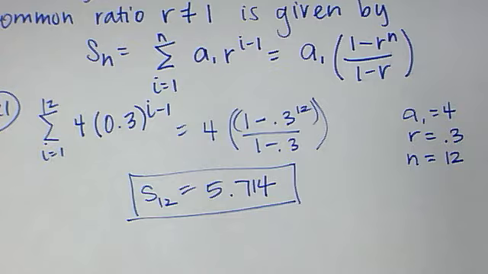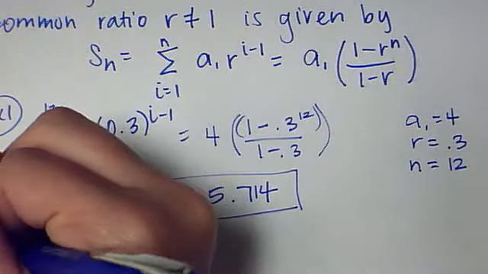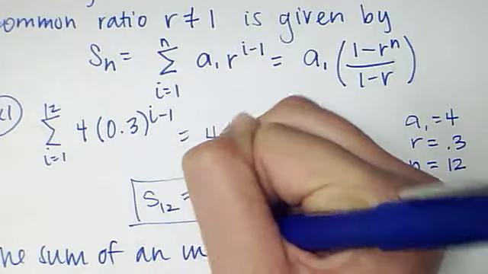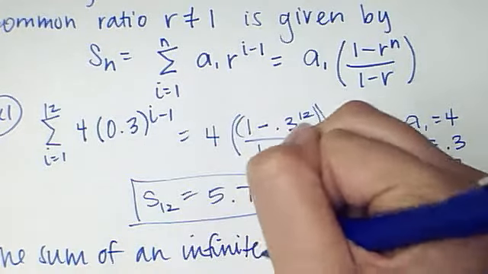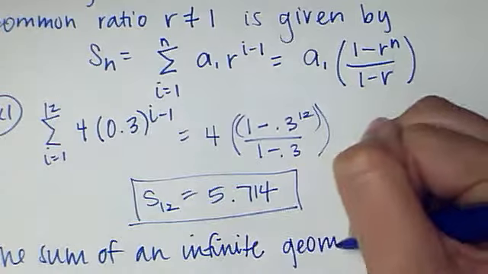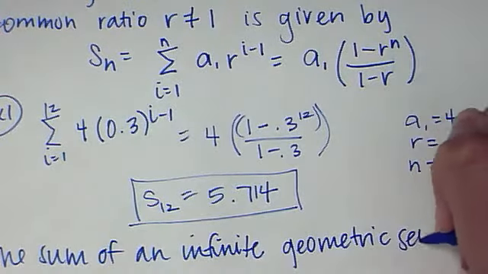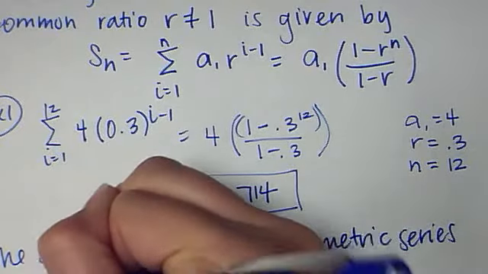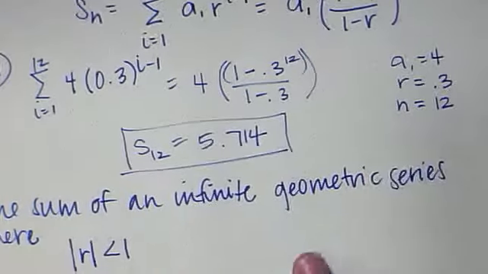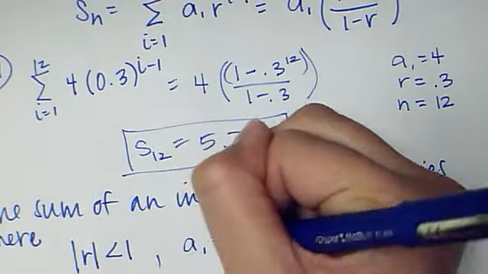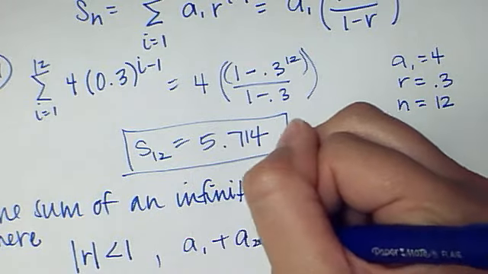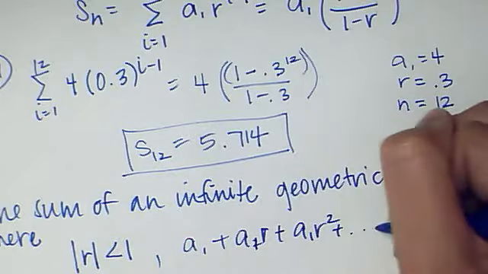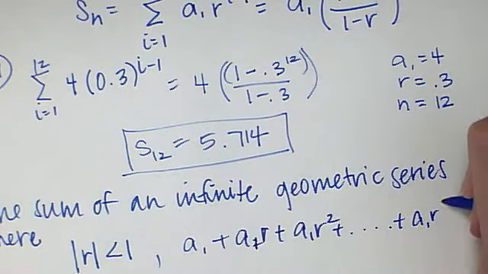Okay, the sum of an infinite geometric series. So what do I do if it's infinite? Geometric series where the absolute value of r is less than 1. I have a1 plus a1r, plus a1r squared, on and on till a1r to the n minus 1.